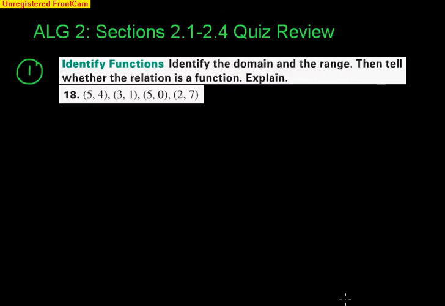Here's the first one. Identifying functions. Identify the domain and range, then tell whether the relation is a function and explain. Okay, so I am given a set of ordered pairs, x comma y's. Remember that the x's make up the domain and the y's make up the range. So for the domain, I look at all of my x's. That'd be 5, 3, 5, and 2. And I'm going to put them in numerical order without repeating any of them. So 2, 3, and 5.